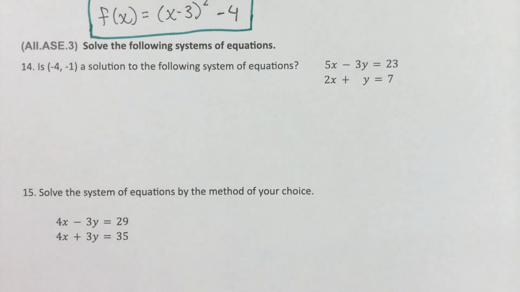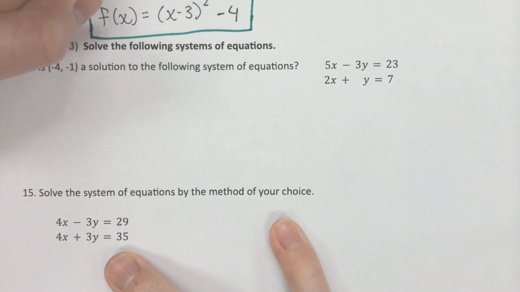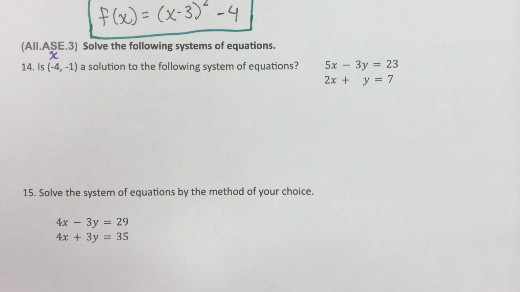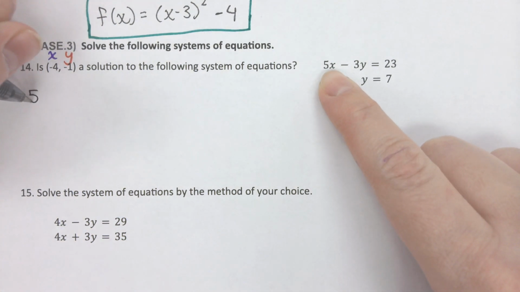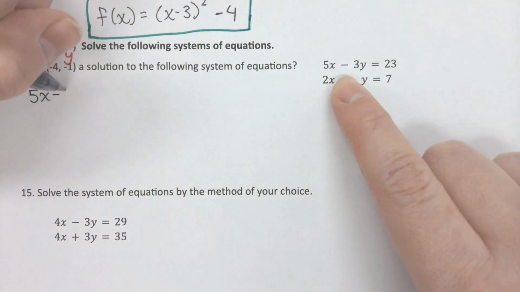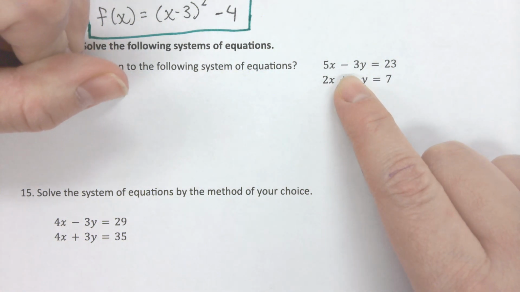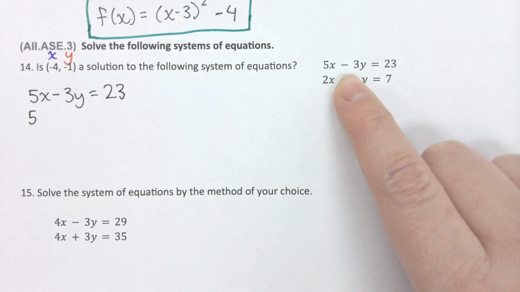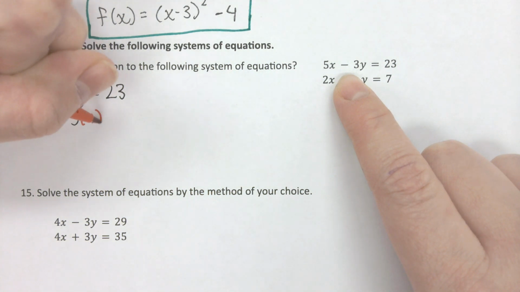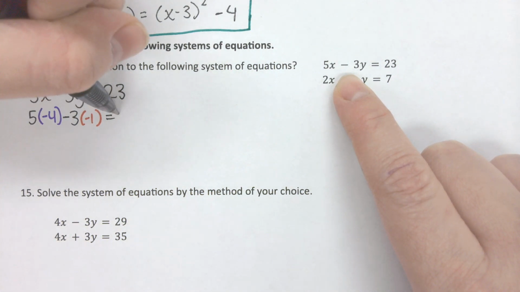So we have -4 is x and -1 is y. Make sure you plug the numbers into the right places, of course. So we have 5x minus 3y equals 23. 5 times -4 minus 3 times -1 equals 23.